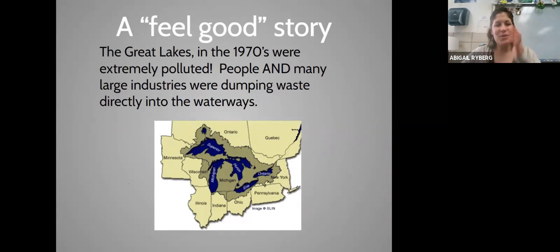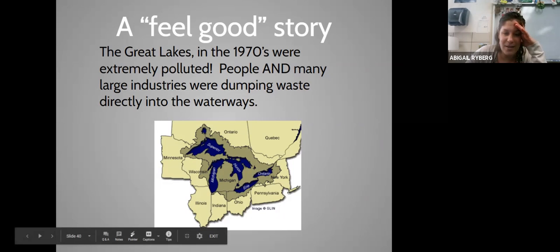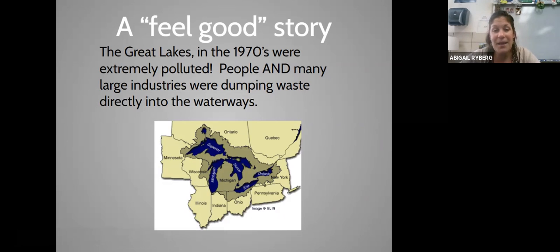So an example of a feel-good story, after water has gotten really disgustingly polluted and then thanks to legislation being put into place, we see a huge difference: the Great Lakes. You can see the picture of the Great Lakes there. Of course, we know that Lake Erie is our northern border here in Ohio. So that's our local Great Lake. In the 70s, they were so unbelievably polluted, mostly from industry. This was before any regulation was put into place.